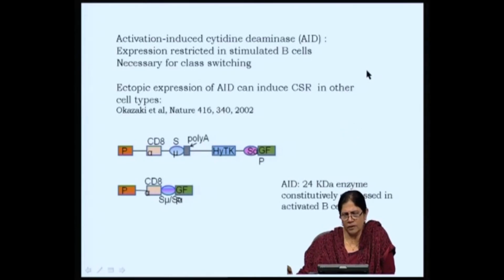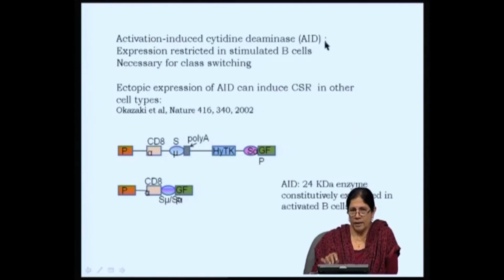The last but not the least, the most important protein in fact, which has been shown to induce class switching is AID. In fact, this is the only enzyme that has been shown in vitro to induce class switching, and this is what I am going to explain to you. Now, this was a paper that was published in 2002, which showed the importance of activation induced cytidine deaminase, and this enzyme was shown to bring about class switch in fibroblast cells.